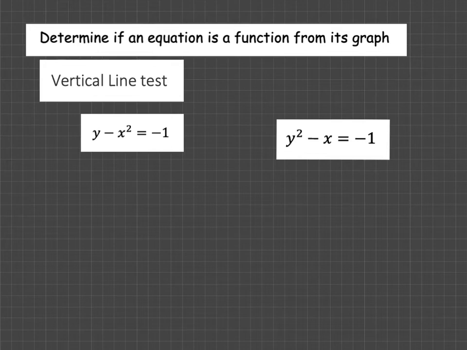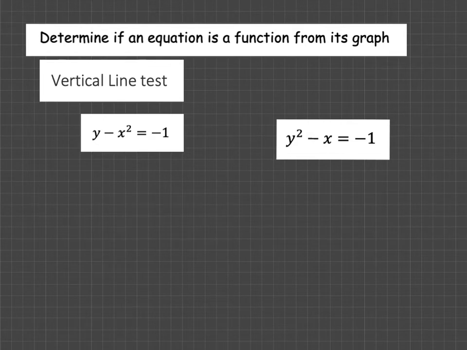Last thing we want to do with functions is to be able to determine if an equation is a function from its graph. And we're going to do that using what we call the vertical line test. And we're going to start with equations, and one of these is a function and one of them is not. A little bit of practice on determining whether we have a function from its equation or not.